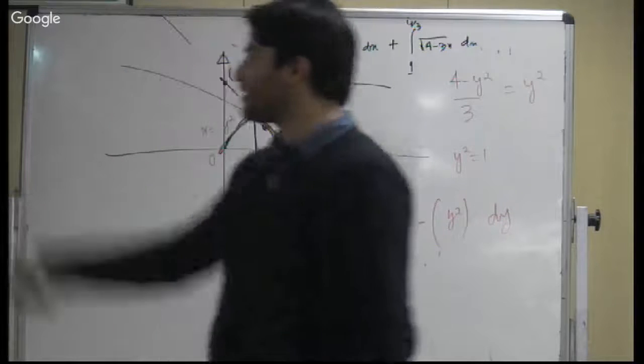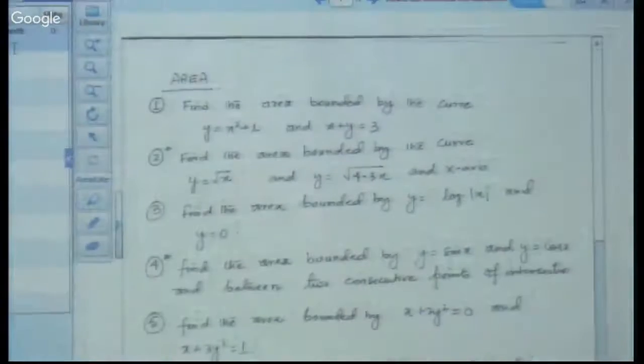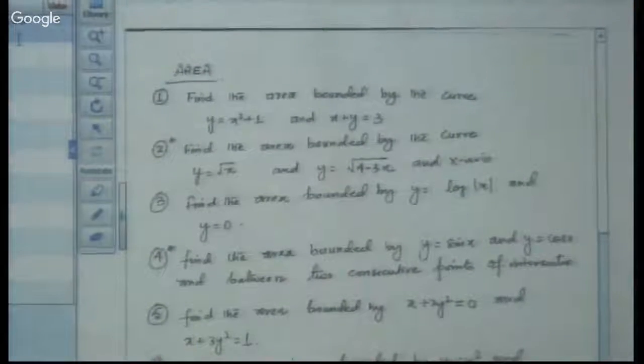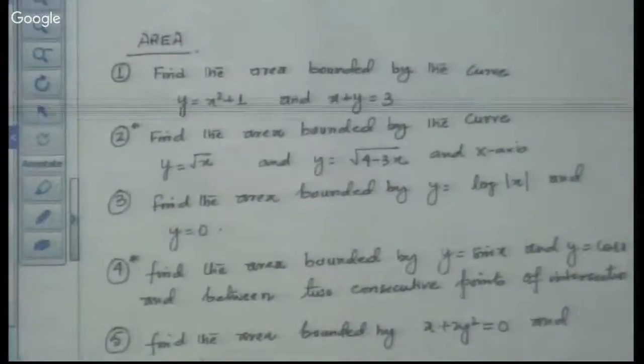We have already done the third question. Last time we have already done. Did we? You remember? Tell me the answer then. Third part.